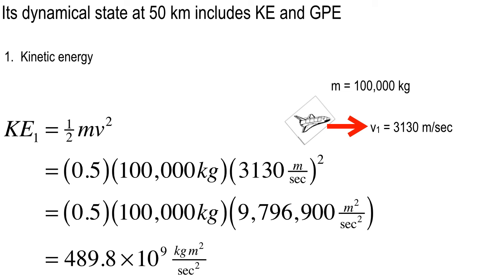Is that right? Kilogram meter squared per second squared for an energy? Don't let me catch you napping now. Is this right? No? Yes? Yeah, that's right. That's a joule. Okay, and this is 10 to the 9. That's a billion with a B, B for Bravo. So we got a lot of joules there. So kinetic energy, 490 billion up here.